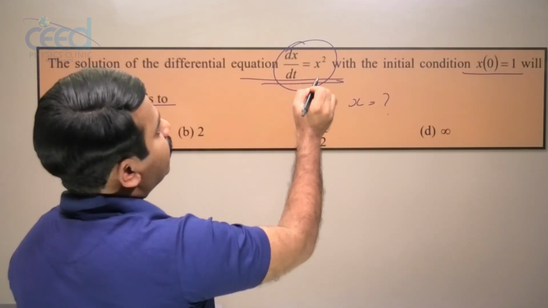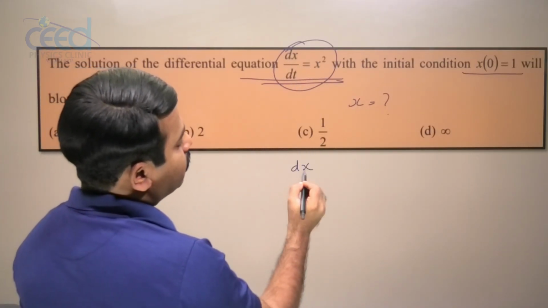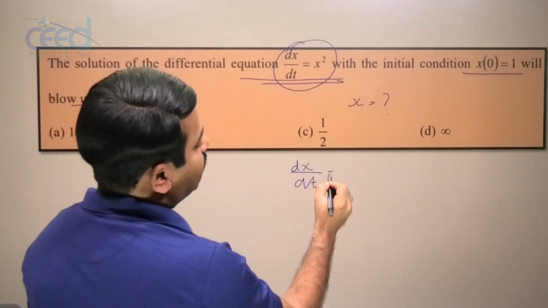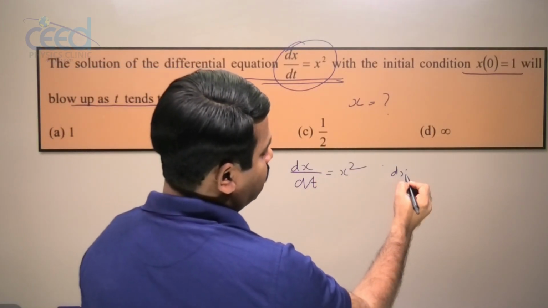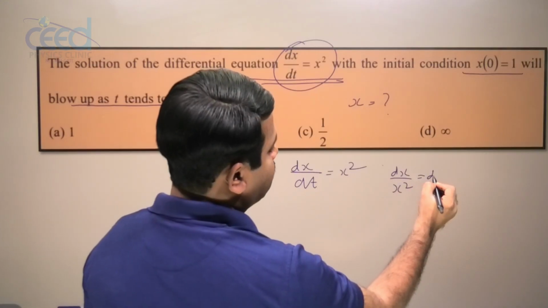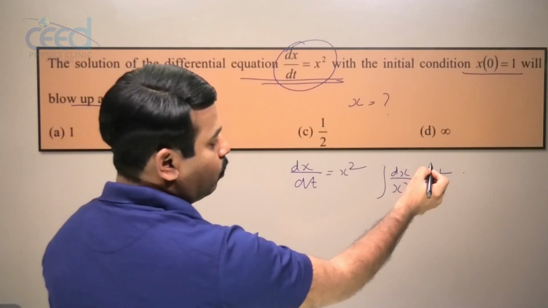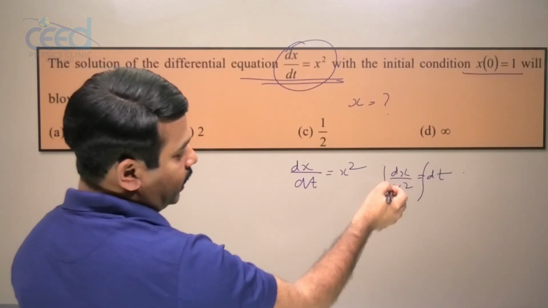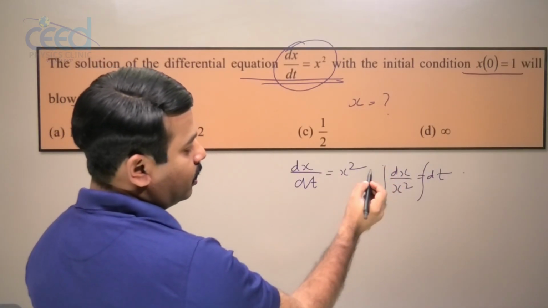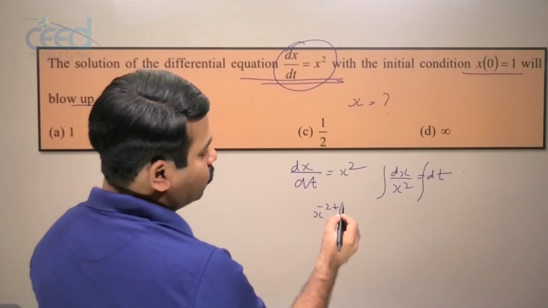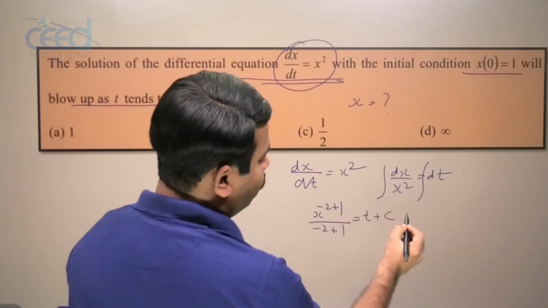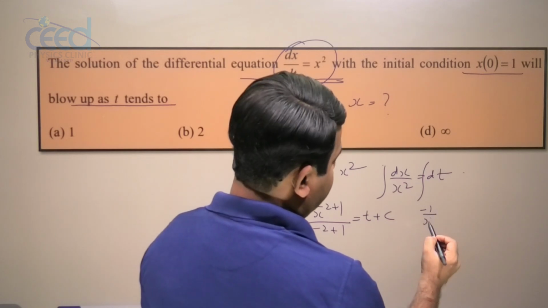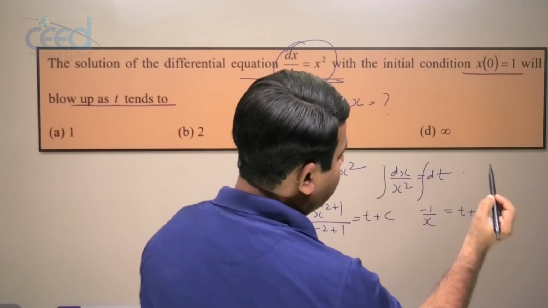So it is actually a variable separable differential equation, right? dx by dt is equal to x square. By variable separable form, dx by x square is equal to dt. Integrating both sides, dx by x square on integration gives x raised to minus 2 plus 1 divided by minus 2 plus 1 equal to t plus c, that is minus 1 by x is equal to t plus c, right?